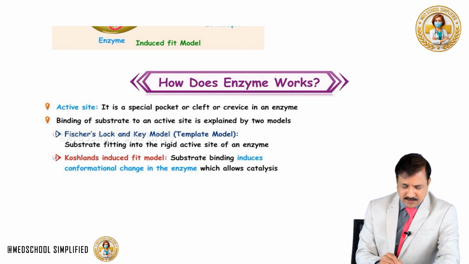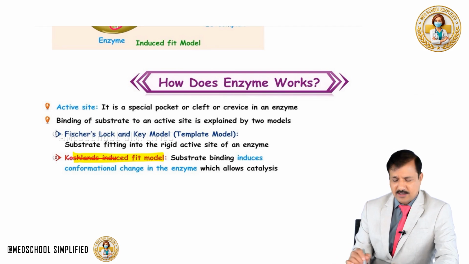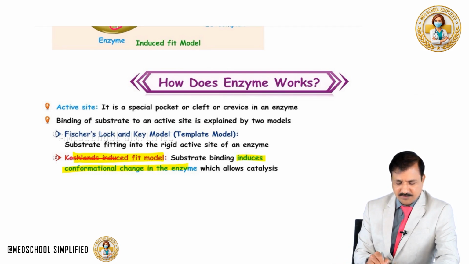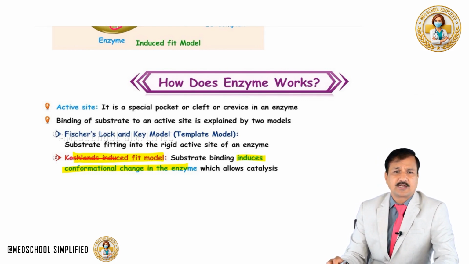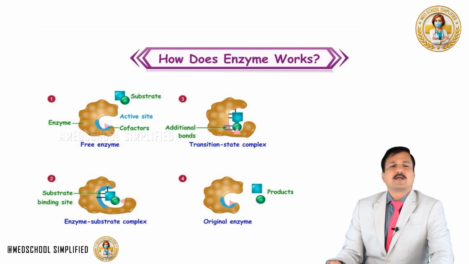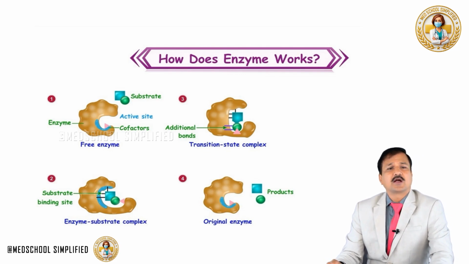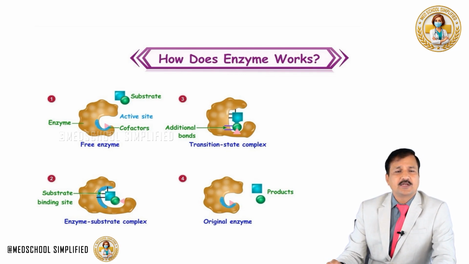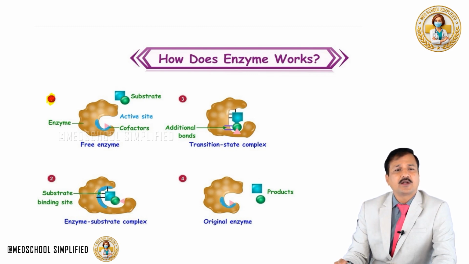This mechanism is explained by Koshland's induced fit model, where the substrate induces a conformational change in the enzyme's active site, and that allows catalysis. Here, as you see in number 1, a substrate is coming and binding to an active site. It shows a substrate making contact with the active site of an enzyme.